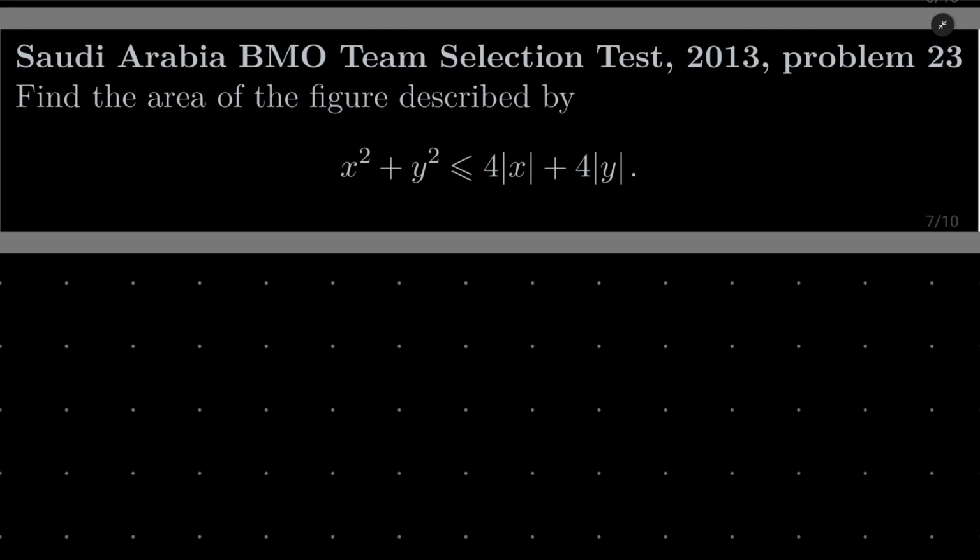Hello friends, in this video I'd like to solve the following problem from the Saudi Arabia Balkan Mathematical Olympiad Team Selection Test, year 2013, problem 23. We wish to find the area of the following figure, described by the following inequality: x squared plus y squared is less than or equal to 4 times the absolute value of x plus 4 times the absolute value of y. It's a nice problem, not very difficult.